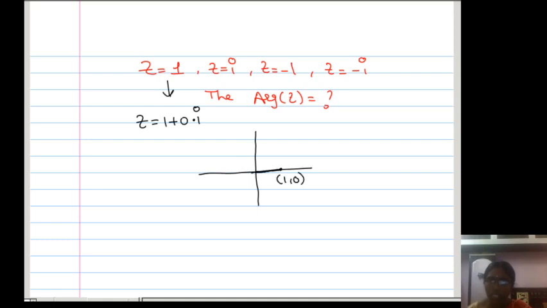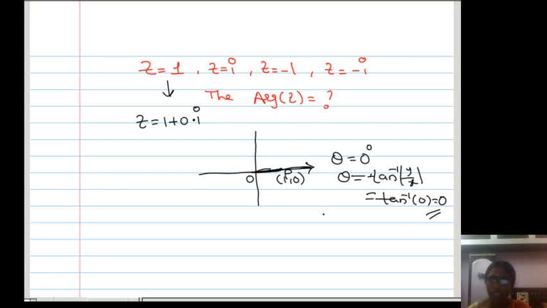Now, what is the meaning of argument? The angle made by the line OP with the positive x-axis. The point P lies on the x-axis, and we have to find the angle made with the x-axis. What is the angle here? Geometrically, I can observe that theta is 0 degrees. Otherwise, what is the formula for theta? Tan inverse of mod y by x. Here y is 0 and x is 1, so 0 by 1, and tan inverse of 0 is 0 only.